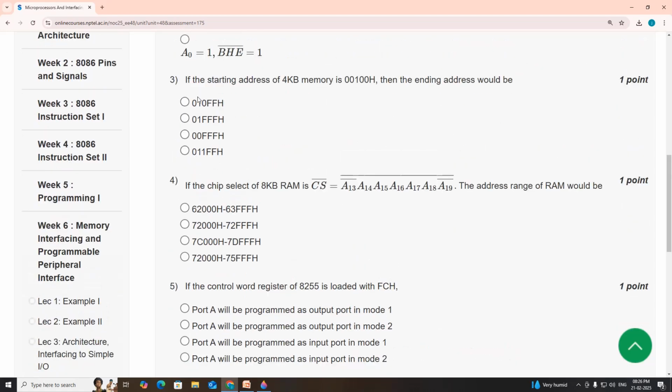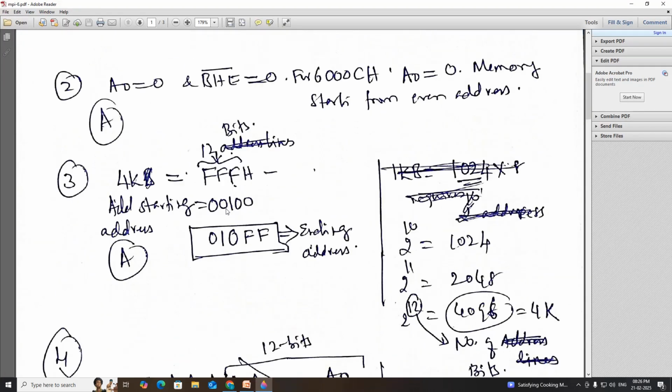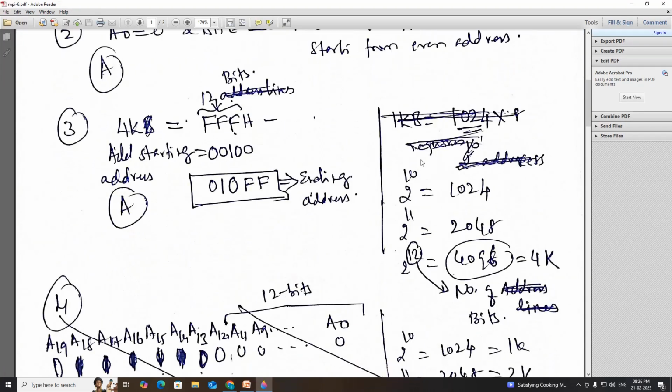Third one: if the starting address of 4K memory is 00100, then we need the ending address. Here, 2 power 10 is 1024. If you increase one bit, it doubles. So 2 power 11 is 2048, which is 2K. 2 power 12 is 4K. So 12 bits are required.